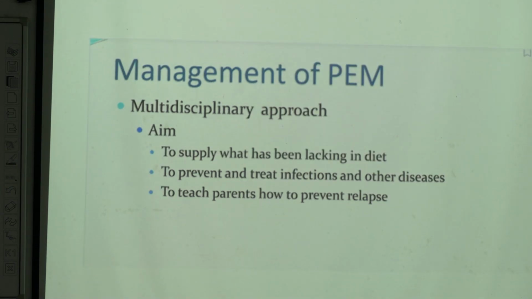Next, management of PEM requires a multidisciplinary approach. You cannot give just one-shot medicines or something. You need a lot of things. In fact, even a few years back, we had malnutrition corners in many state government hospitals and medical colleges, where the child would be brought with the mother, and along with the treatment, the mother would be given health talks, booklets, etc. The aim is to supply what has been lacking in the diet, to help prevent and treat infections, and to teach parents how to prevent relapse.